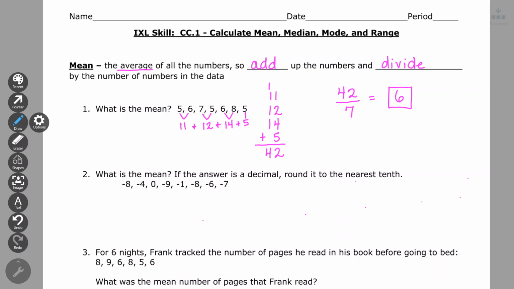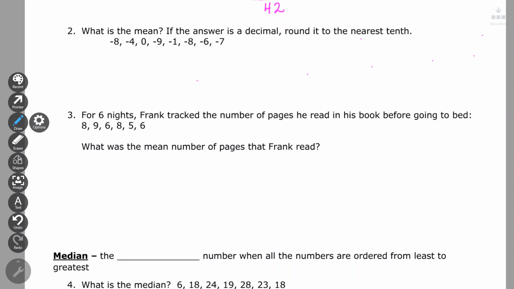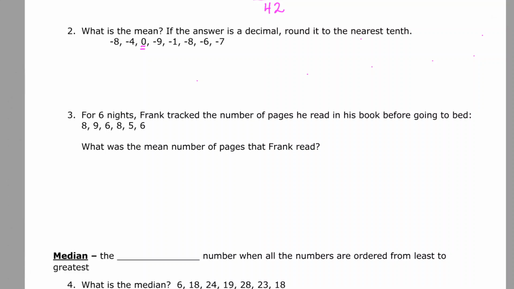Now, what if they give you negative numbers? Let's look at number 2. What is the mean? If the answer is a decimal, round it to the nearest tenth. Okay, so all the numbers are negative but 1, and that is 0, right? And 0 is neither positive nor negative. So when we think about what to do with negative numbers, we know the integer rules. If the signs are all the same, we're going to add and keep the sign. And so here the signs are all negative, so we want to add the numbers together and keep the sign.